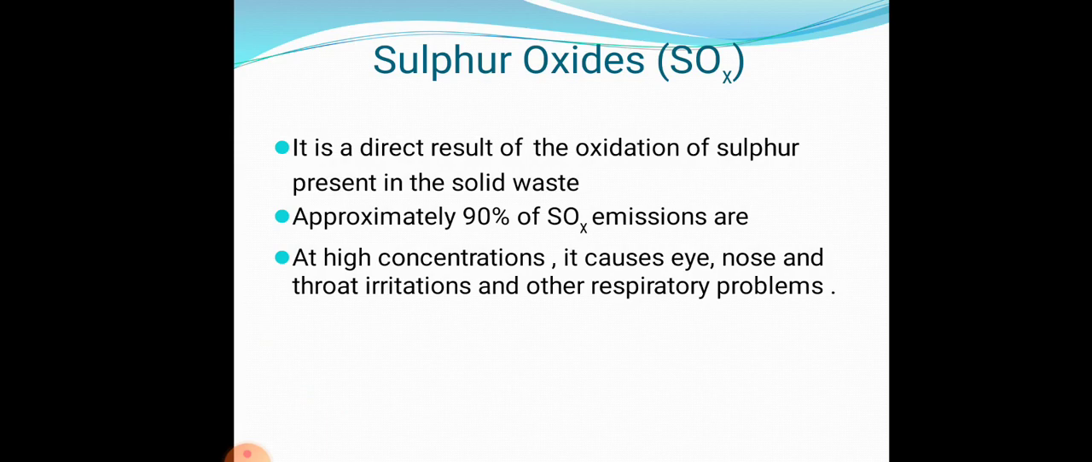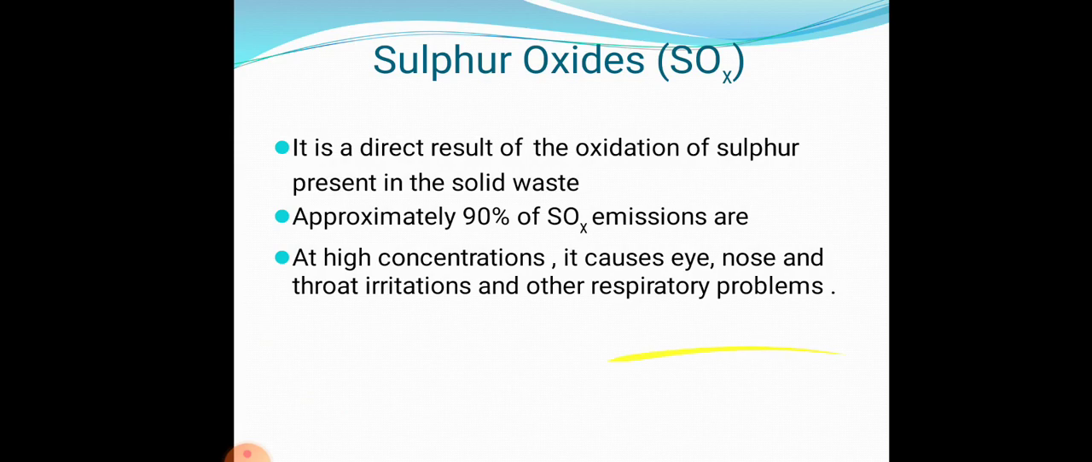So here X indicates a number. The major emission of sulfur in the form of sulfur oxide is sulfur dioxide. Sulfur dioxide leads to the production of sulfurous acid and sulfuric acid, thus increasing the acidity of rain. At high concentrations it also causes eye, nose and throat irritations and other respiratory problems. So again, this is a major pollutant released on account of incineration.